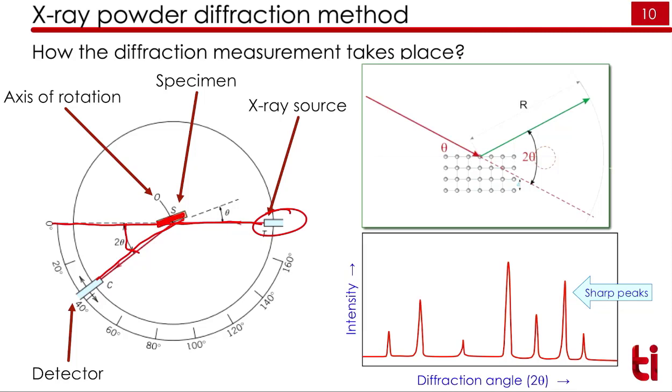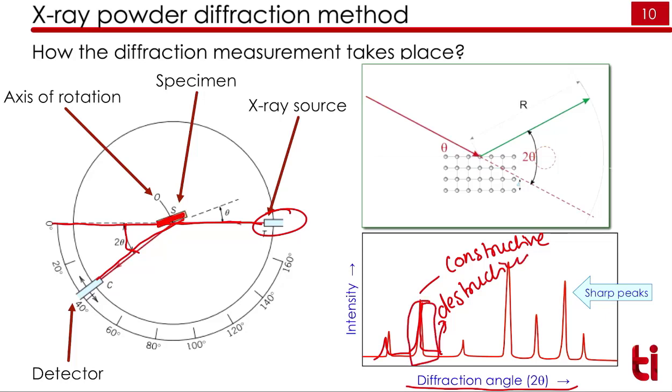So if you plot the angle 2 theta versus intensity, you will get a peak. If there is a peak, this means that there is constructive interference. If there is no peak, it means that there is destructive interference. This peak means high signal. You can call this a reflection also.